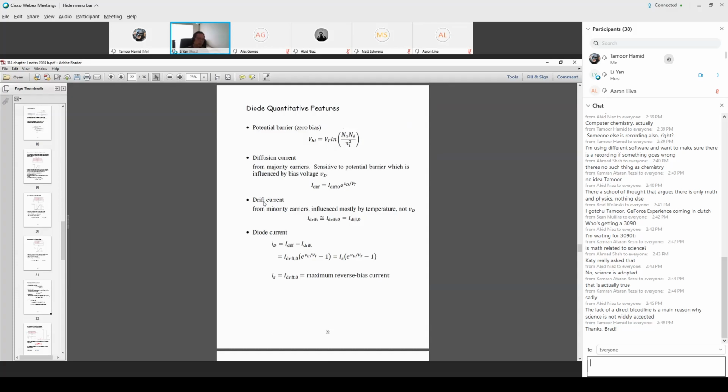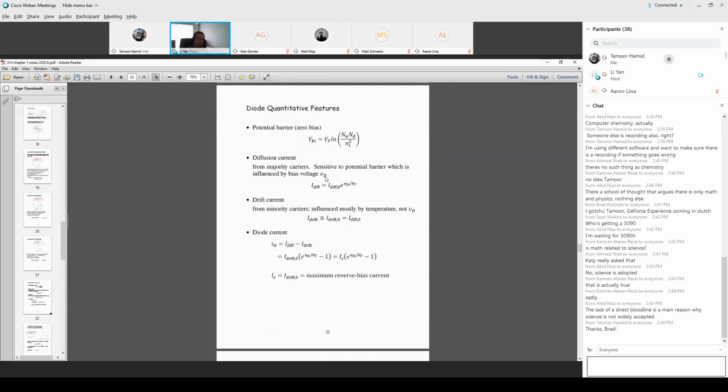The next couple of lines re-enforce what I explained to you. What's the diffusion current? Diffusion current comes from the movement of majority carriers. They are sensitive to potential barriers. And these potential barriers are strongly influenced by the external bias voltage V_D. And how strong is it? It depends exponentially. The diffusion current is related to the zero-bias case, but if you put in a non-zero bias voltage V_D, it is exponential.